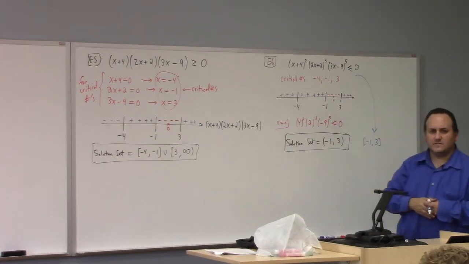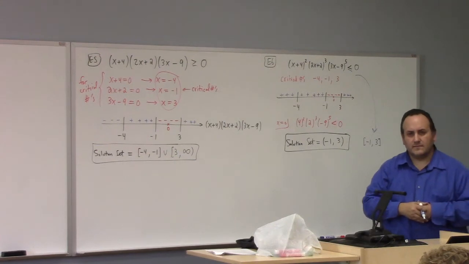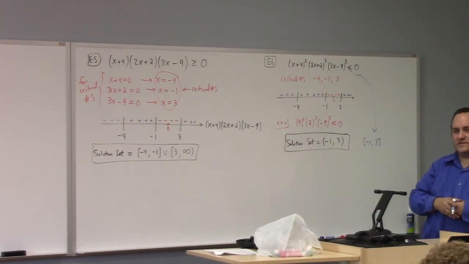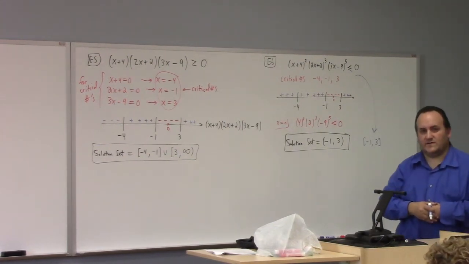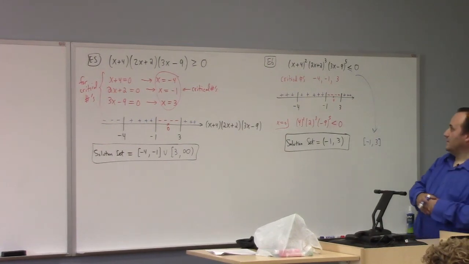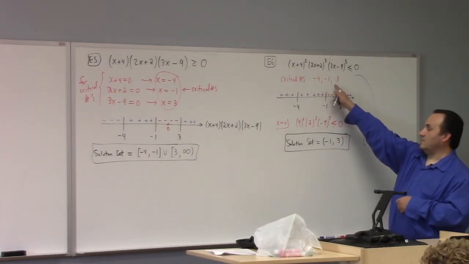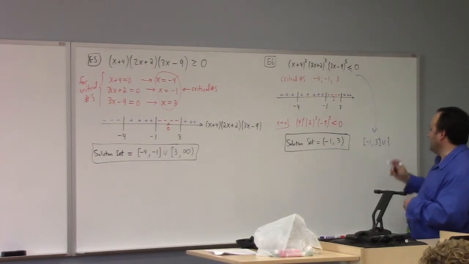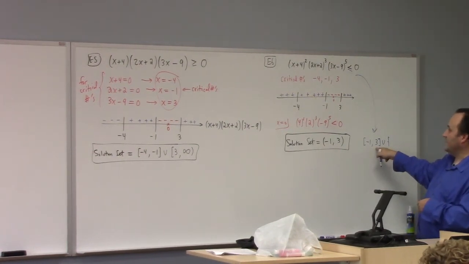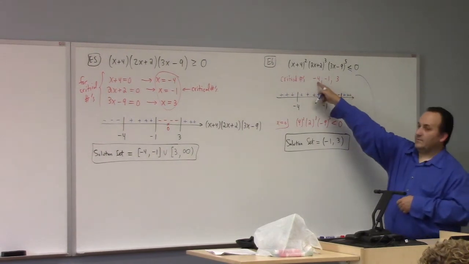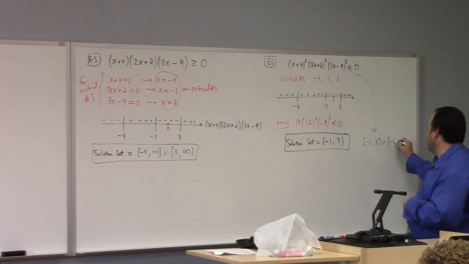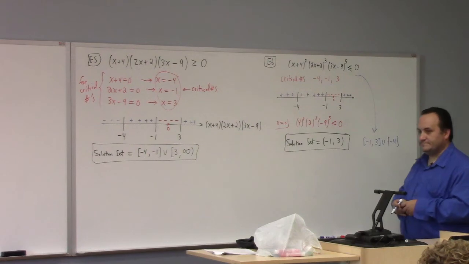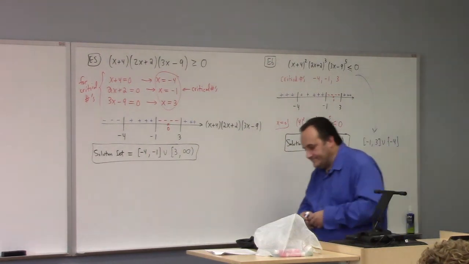And what else? Because it's less than or equals to 0. What's equals to 0? All 3 critical numbers. So I would also have to take in union that with what's missing. I got my minus 1, I got my 3, but I'm missing minus 4. So I'd have to take the union with minus 4. But anyway.